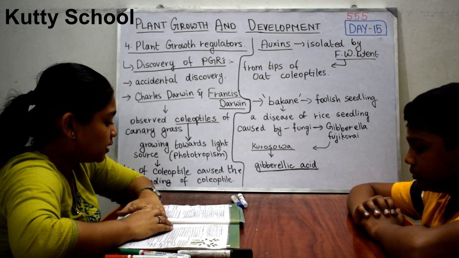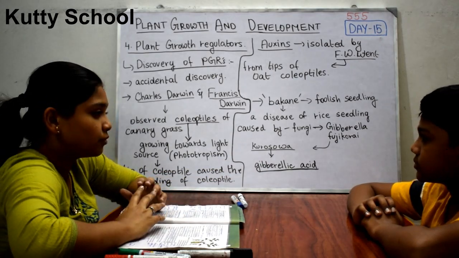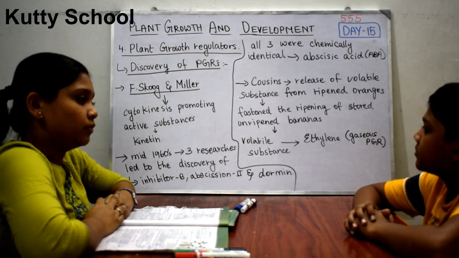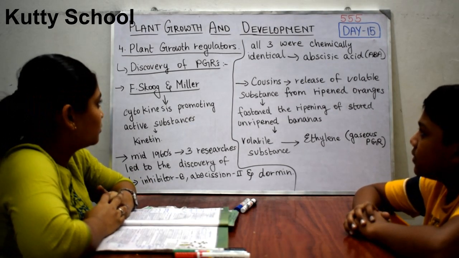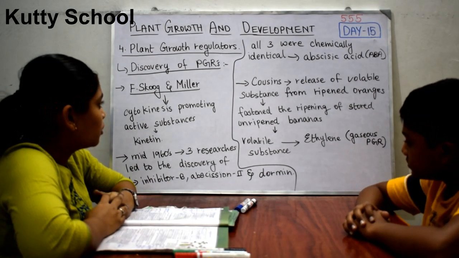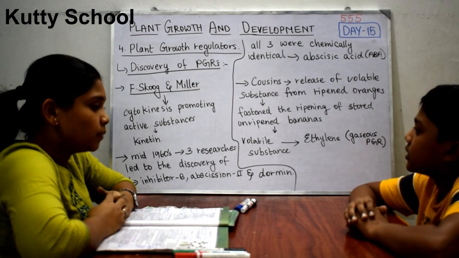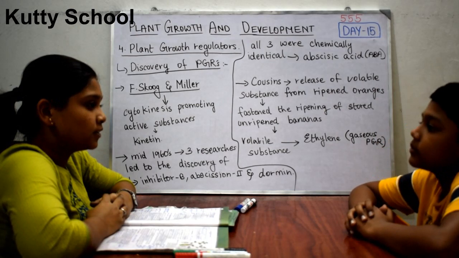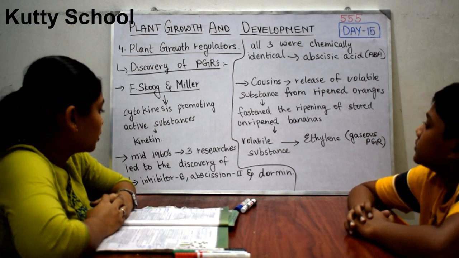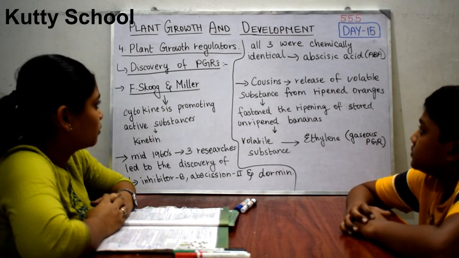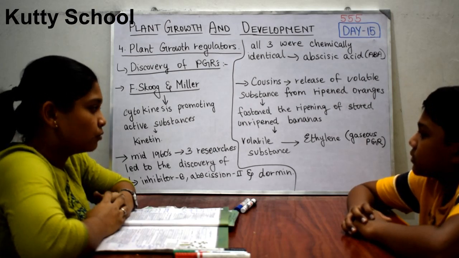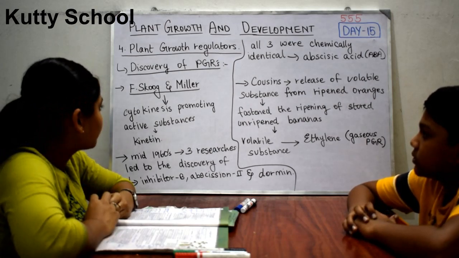Next we will see the other three discoveries of hormones. Now we are going to see some more discoveries of plant growth regulators. Already we have seen two discoveries, gibberellic acid and auxins. There are totally five, right? So we have seen two, and the remaining three we are going to see.